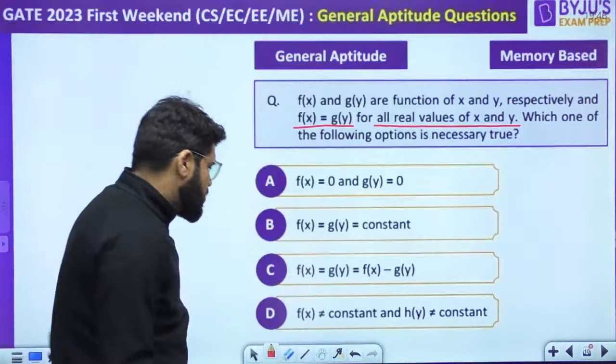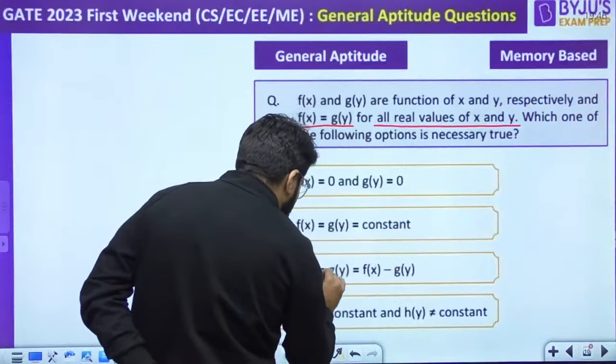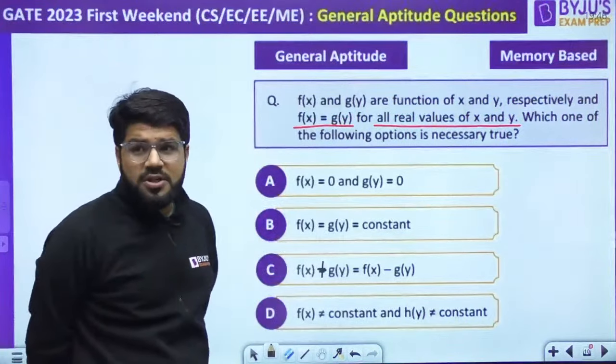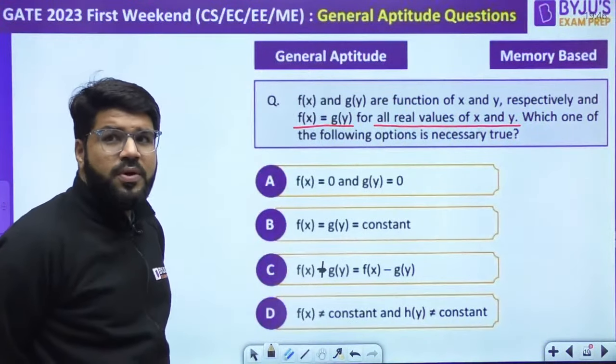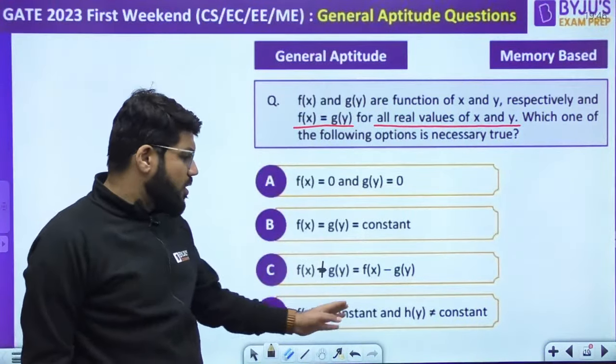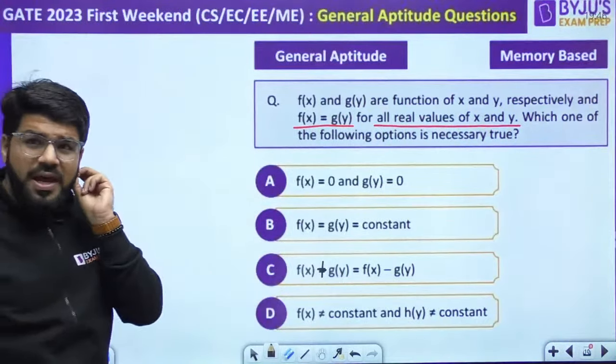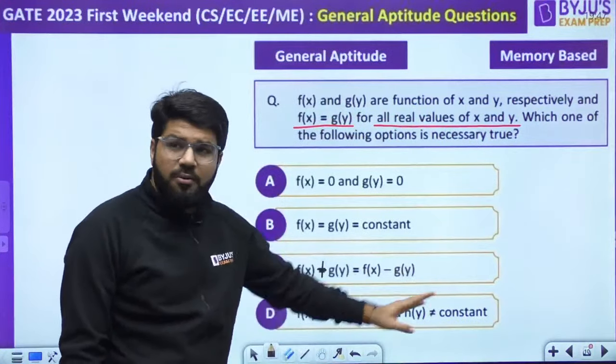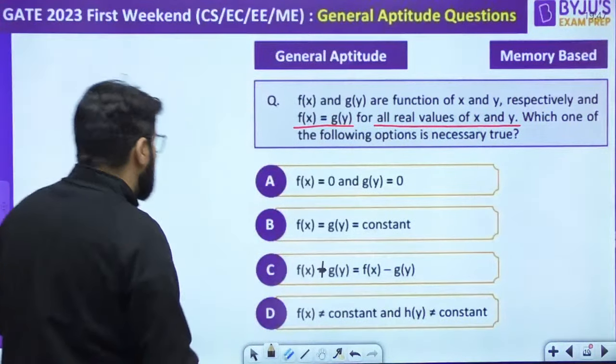Dekho, sorry, this option is plus, there's a typo error. This is a plus: f of x plus g of y, f of x minus g of y. There is no logic because there is no function given. If f of x is not equal to constant, g of y not equal to constant. Now, f of x not equal to constant, is that possible?